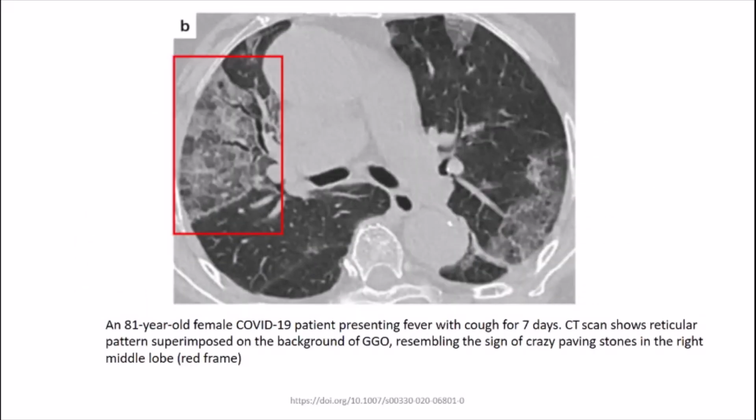This is an 81-year-old female COVID-19 patient presenting with fever and cough for 7 days. The CT scan shows a reticular pattern superimposed on a background of ground glass opacity, resembling the sign of crazy paving stones in the right middle lobe. As seen here, again, peripheral and reaching the subpleural.